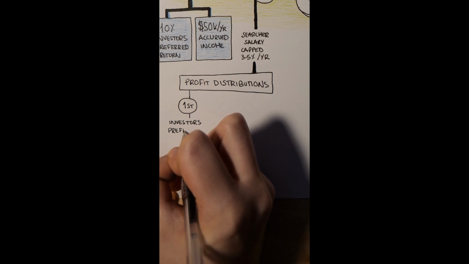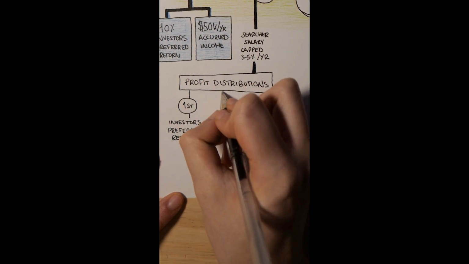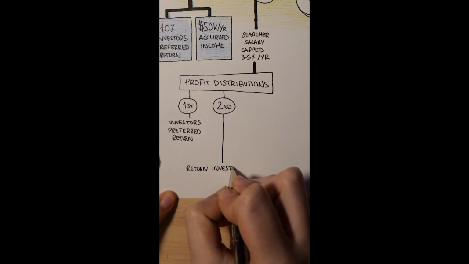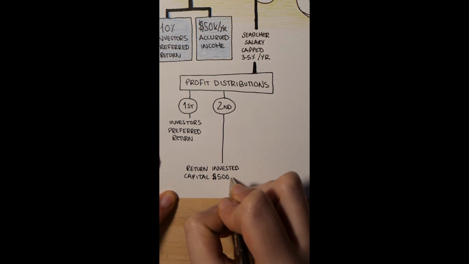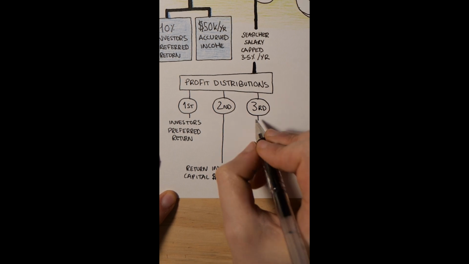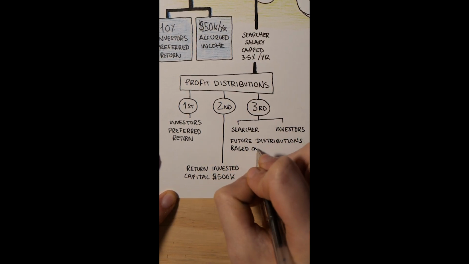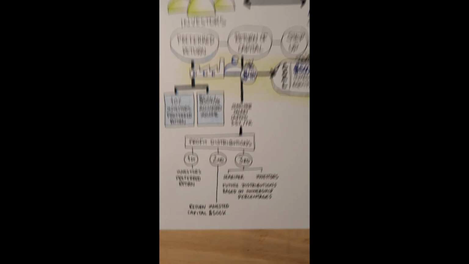The agreement searchers make with investors is that 100% of profit distributions will first go to paying investors their preferred return and then to returning their originally invested capital, in this case, the $500,000. Once the preferred return has been paid and investor capital has been returned, future distributions will be split between you and the investors based on your ownership percentages.